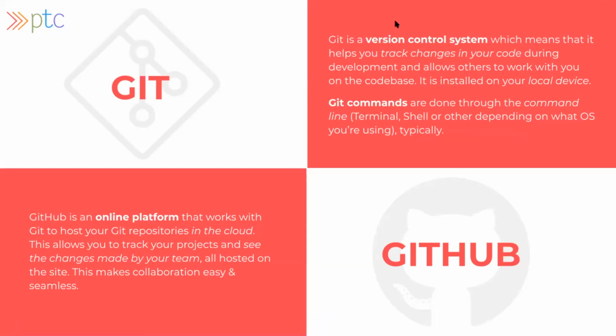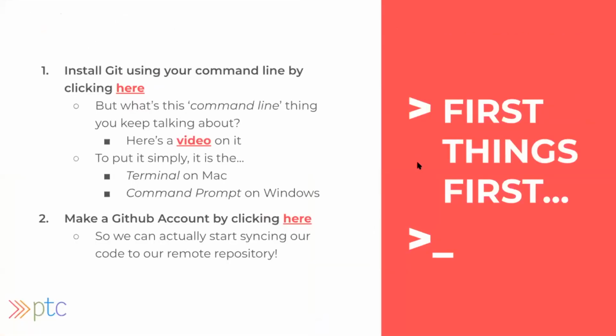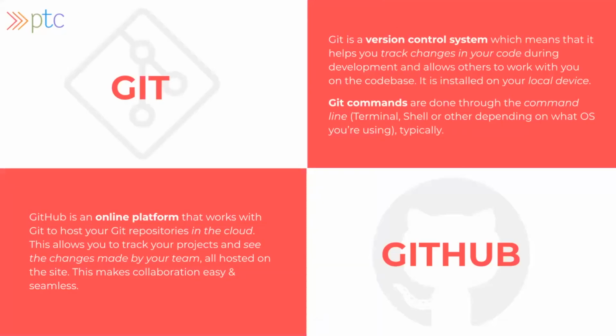What's GitHub? GitHub is an online platform that works with Git to host your Git repository in the cloud. While Git is a command line tool, GitHub provides a web-based graphical interface. It allows you to check your project and see the changes made by your team and hosted on the site. This makes collaboration easy and seamless.